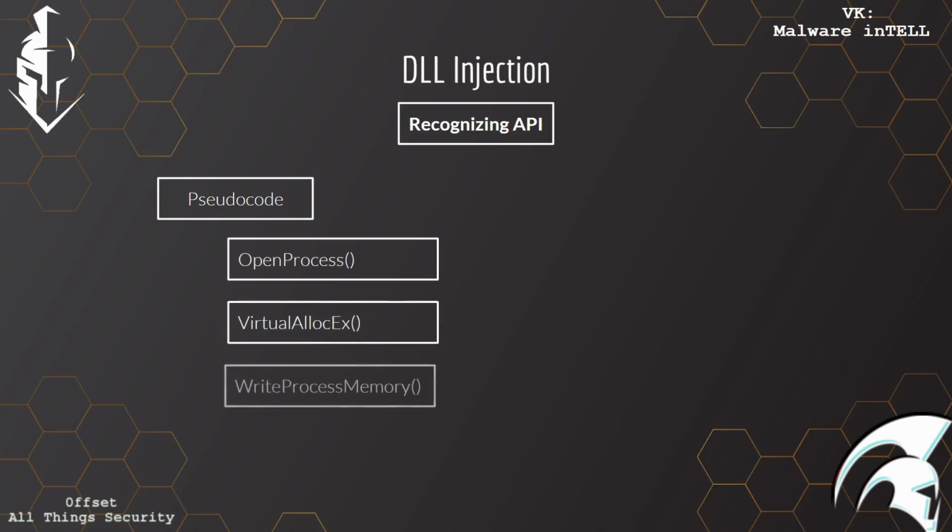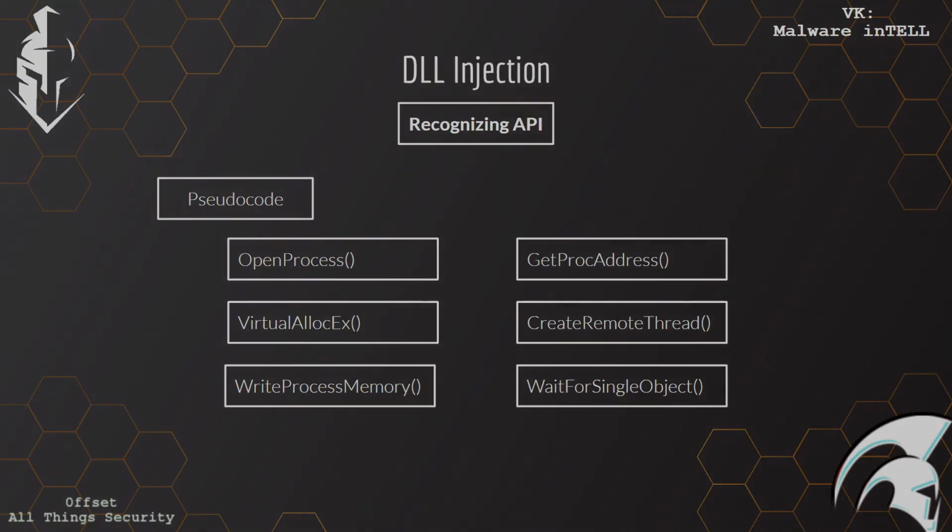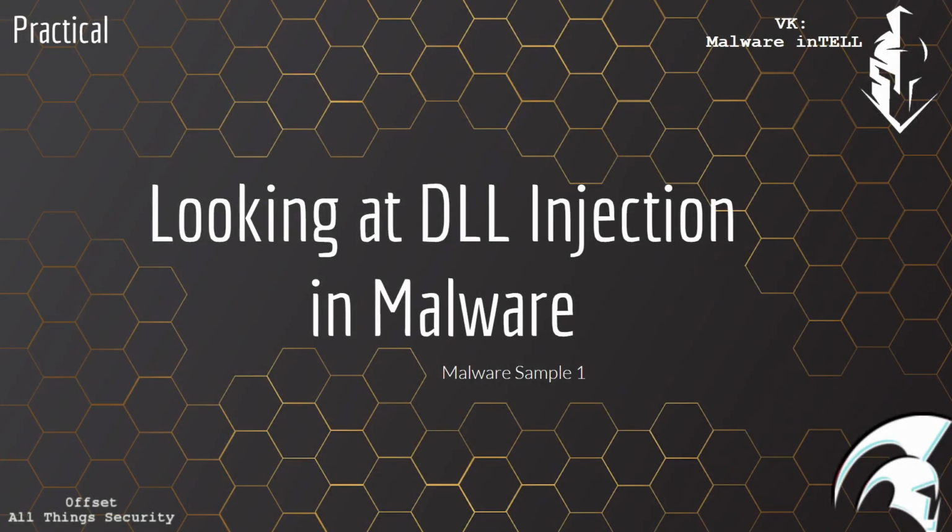The common APIs used are OpenProcess, VirtualAllocEx, WriteProcessMemory, GetProcAddress, CreateRemoteThread, and then WaitForSingleObject. It could also use some file commands like GetTempPath if it stores the malicious DLL in the temporary directory, or it might have a hard-coded path. It all depends on the malware. So now we know some APIs to look out for, as well as the functionality of DLL injection. Let's have a look at DLL injection in malware.